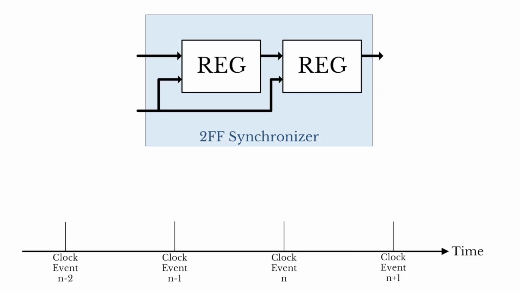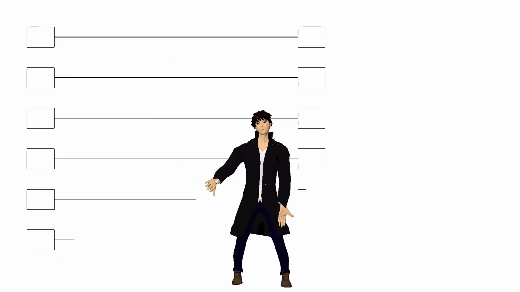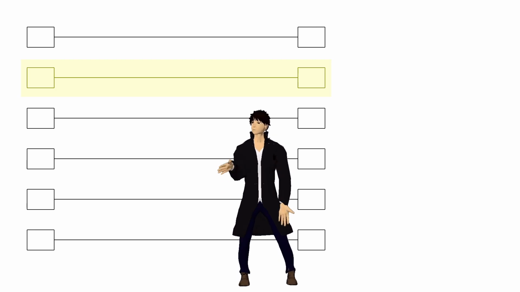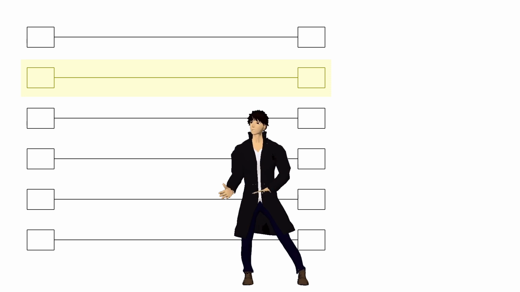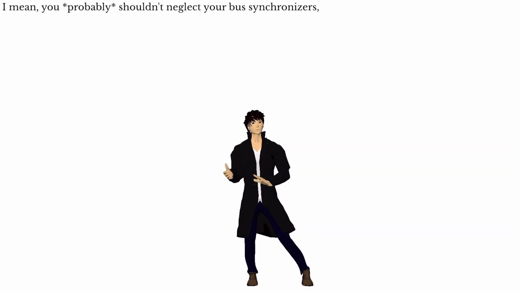A 2 flip-flop synchronizer only guarantees that its output bit will probably match the input voltage held around the clock event 2 or 3 cycles ago. It has nothing to do with the other bits. If only one bit changes at a time on the input, you don't have to care about the other bits either. And sometimes this is fine.